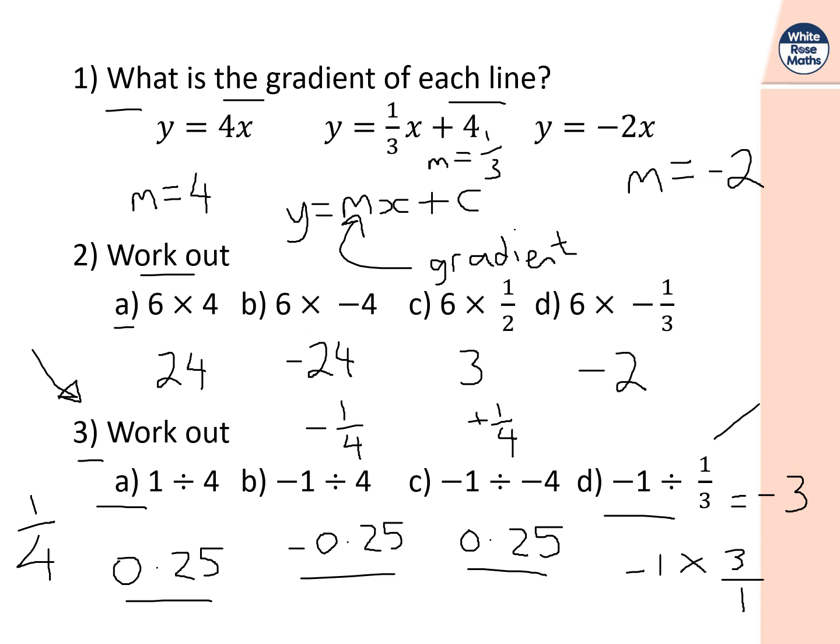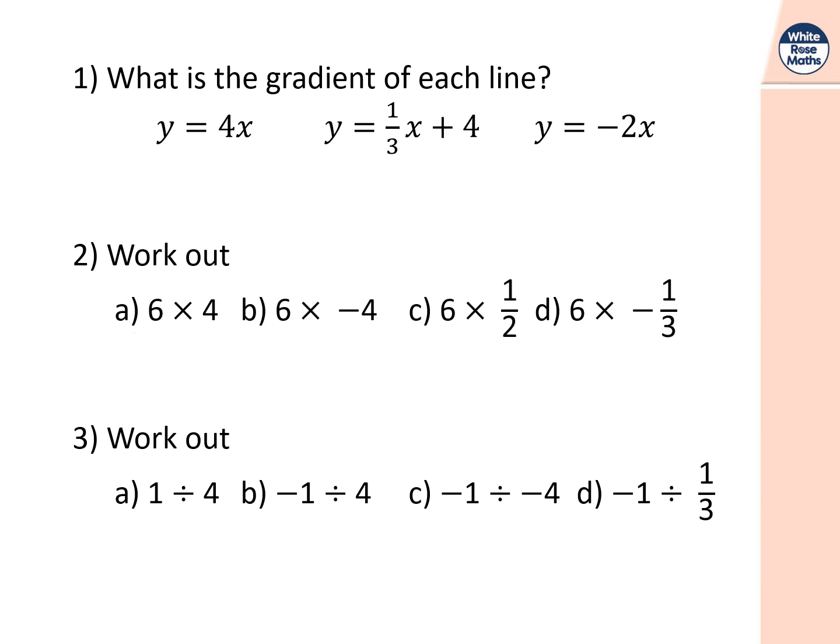For part D, we are dividing fractions, so remember the KFC method that I always bang on about in my dividing fraction videos. Keep, flip, change, or keep, change, flip. The answers for these are: 1/4, minus 1/4, 1/4 and minus 3. They'll also accept your decimalised version: 0.25, minus 0.25, 0.25 and minus 3. So if you put decimals, that's also fine.